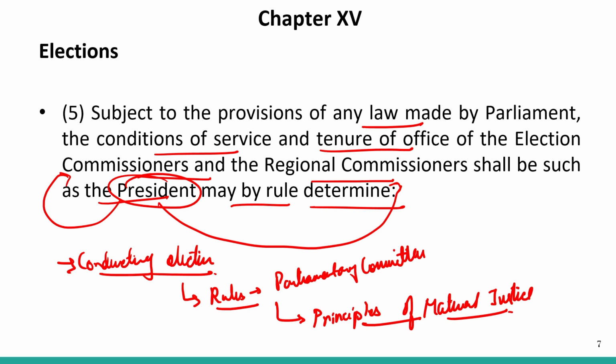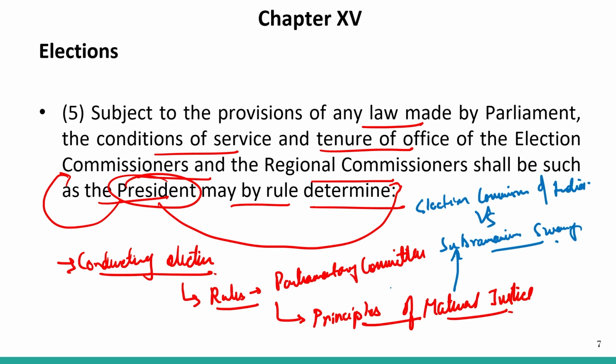and this was held in the case, and the name of the case is Election Commission of India versus Subramaniam Swamy. Okay.